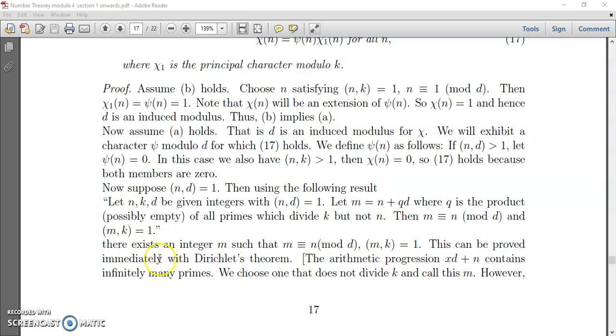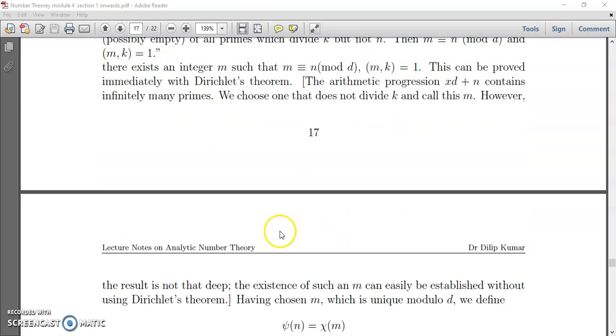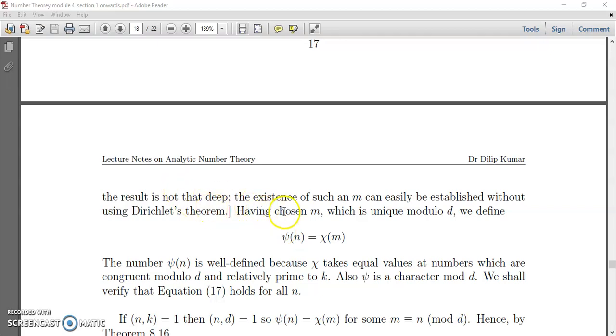This can also be proved with some result using the Dirichlet theorem which you have studied. But I think using this result will be easier, so you can concentrate on this. No need to write this part. So here we have chosen an m, which is unique modulo d.